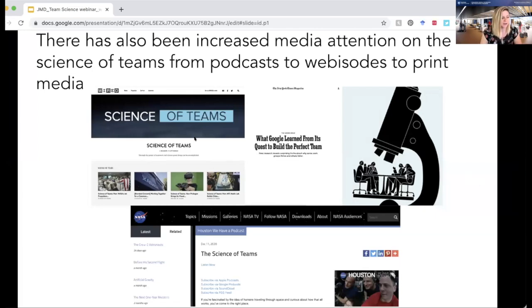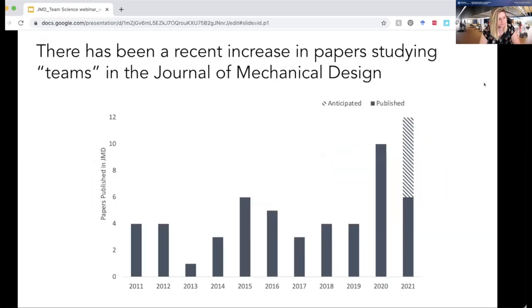And because of that increase, it was important for us to take a step back and look at what teams mean in engineering design, and particularly as it relates to the Journal of Mechanical Design.